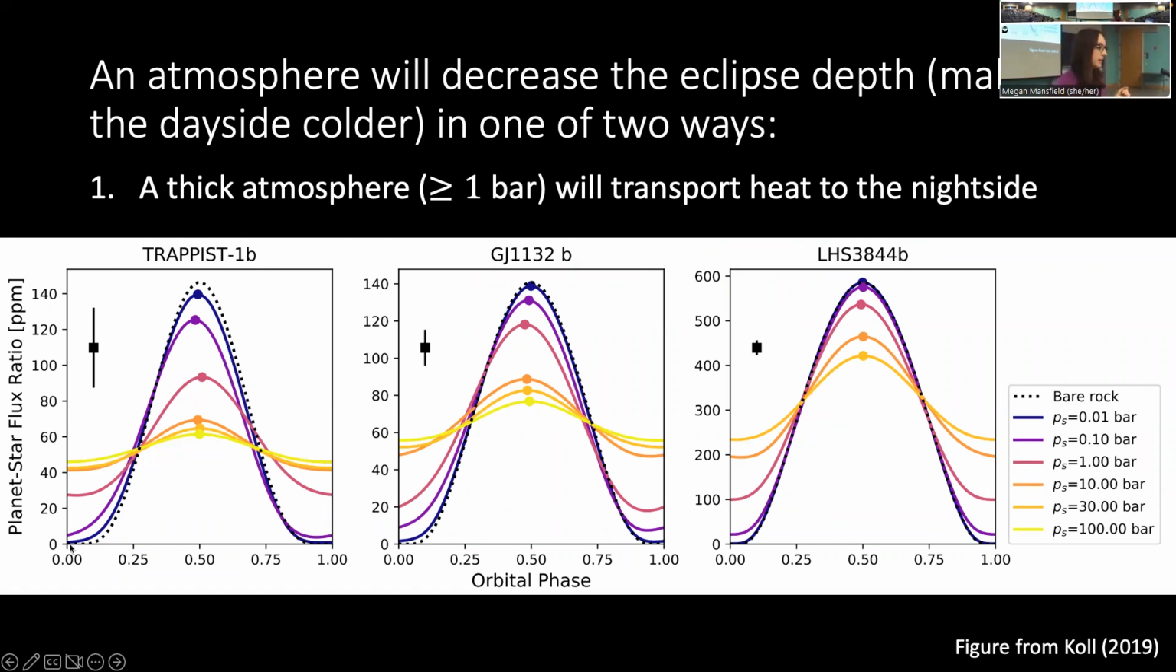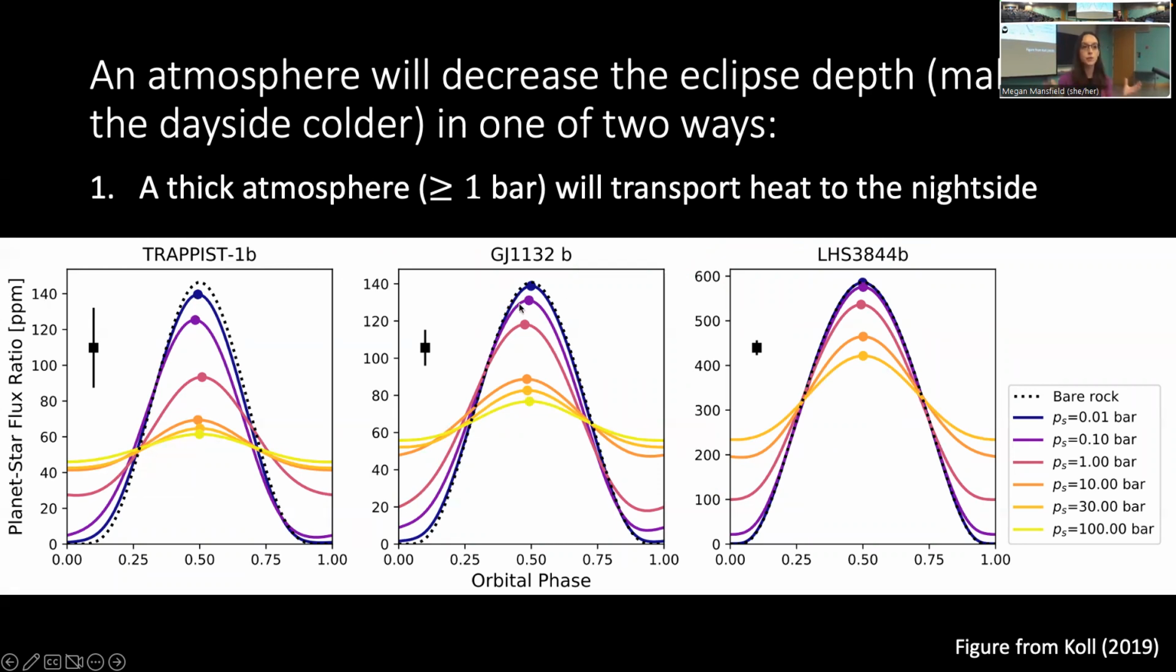And the dotted black line here shows the phase variation you get for a planet that's just a bare rock. And then these colored lines show progressively adding a thicker and thicker atmosphere on top of that. So once you get to an atmosphere that's about a bar thickness or thicker, you can see that this temperature that you would observe in secondary eclipse decreases significantly.